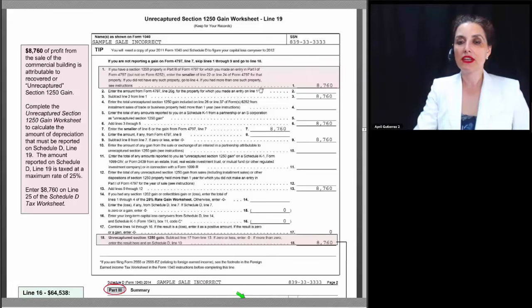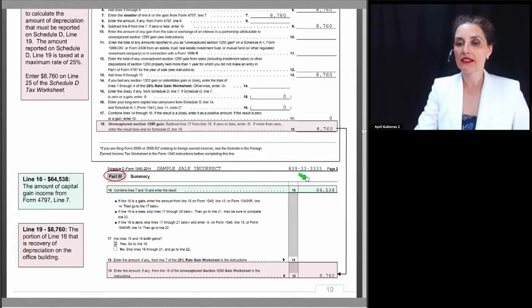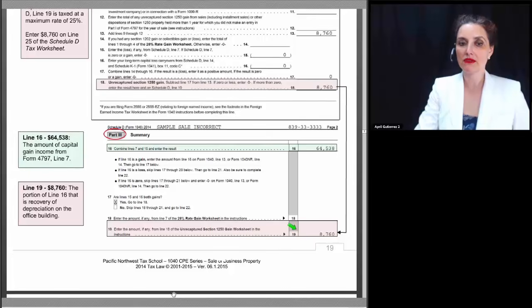On the Section 1250 gain worksheet, what this worksheet asks you to do is to enter the amount of depreciation that is recovered or unrecaptured gain on the sale of Section 1250 property. And that is, of course, the commercial building. $8,760 of depreciation was claimed on that. The reason we care about that number is that we need to complete Schedule D. In Part 3 of Schedule D, we need to enter that amount on line 19 of the schedule. And then we're going to take the portion of the gain from the sale of those capital assets that is capital gain and separate out the portion of that capital gain that is unrecaptured depreciation.